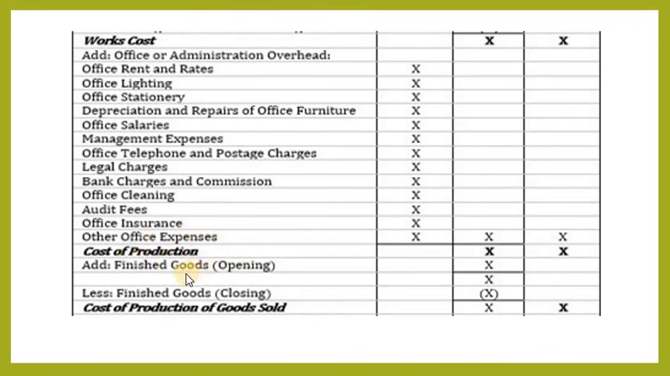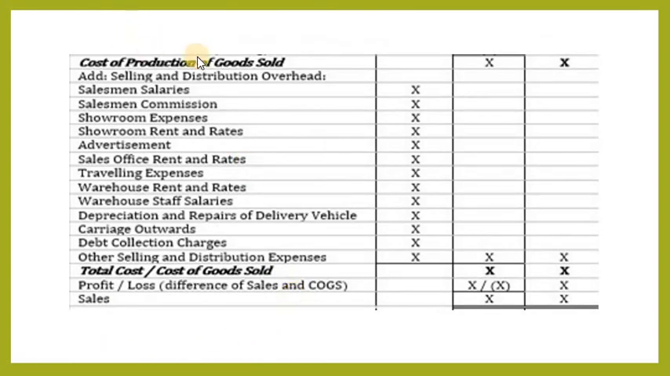Then cost of production plus finished goods of opening stock minus finished goods of closing stock, then you are getting cost of production of goods sold. Then cost of production of goods sold plus selling and distribution expenses, then you are getting total cost or cost of goods sold. The total cost of goods sold minus sales, then you are getting profit. Total cost plus profit, then you are getting sales. It depends upon the problem. Okay guys, are you clear? Okay, this is the preparation and formation of cost sheet.